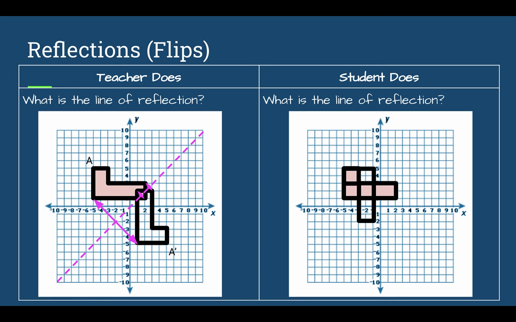Now, to come up with the equation of the line, I'm going to think back to topic 2, start with my y-intercept. It crosses at 0, and then my slope, it's going up 1 over 1 each time. So y equals 1x plus 0, which we could simplify to just y equals x. So the line of reflection was y equals x. Now it's your turn. Pause the video, see if you can figure out what this diagonal line of reflection is.